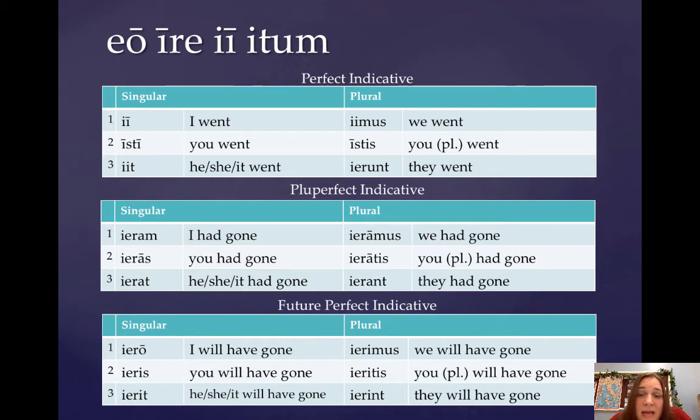Okay, and then for the pluperfect and the future perfect, you have your perfect stem, i, and then you put eram, eras, erat, eramus, eratis, erant, right? So eram, eras, erat, eramus, eratis, erant, and ero, eris, erit, erimus, eritis, erint.